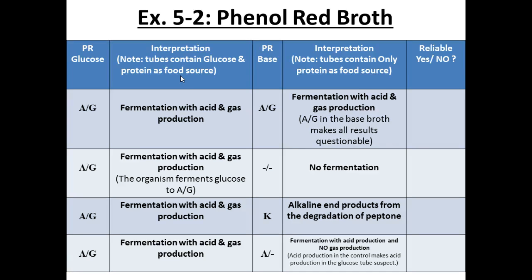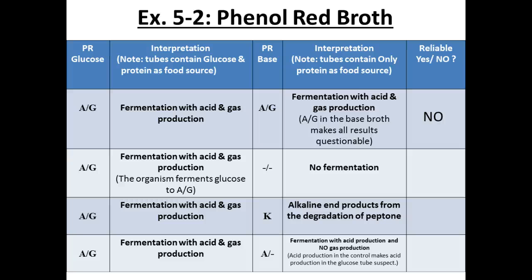So we can get this result. But if we were using the base broth only, and the only food choice therefore is a protein in that tube, can you get fermentation with acid and gas production? No, no. So this would be a non-reliable result, right? Something went wrong. Somebody gave you the wrong tube or something. Somehow some type of sugar got in here, because that's the only way you got acid and gas, right?